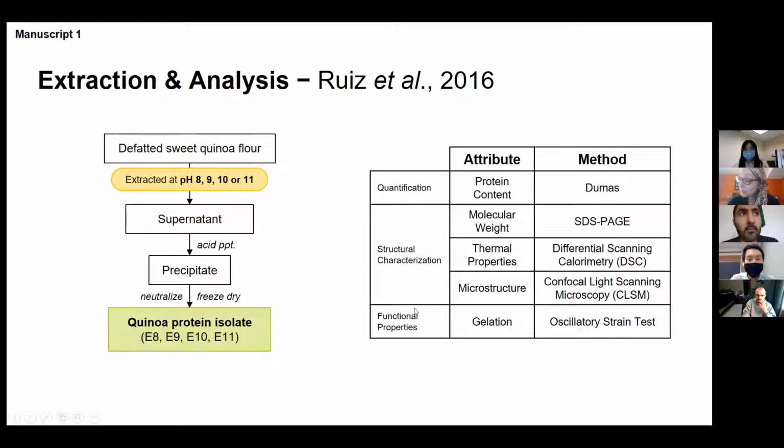So over here, the flow chart on the left is basically what I mentioned before. I'm going to be explaining the first paper. So this is for the first paper. They quantified the protein using the Dumas method, and then they also characterized the proteins by molecular weight, measuring the thermal properties, observing the microstructure, and also performing gelation tests.